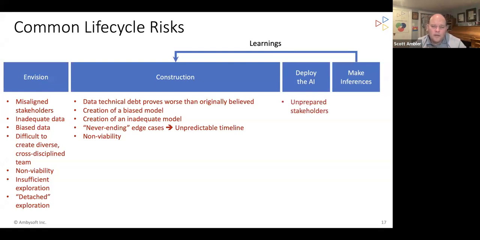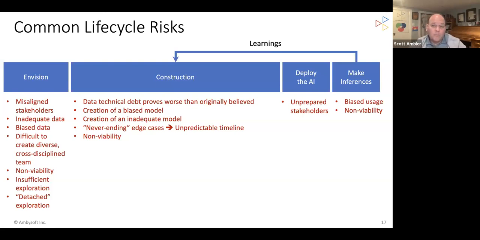When we go to deploy the AI, are stakeholders even prepared to use it? Do they understand the implications? Do they understand the changes to the business processes and all that good stuff? When we start making inferences, when it's up and running in production, we might have biased usage. We might have biased data, which then gets out of hand.